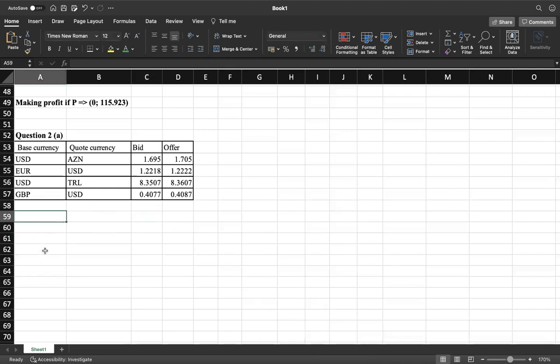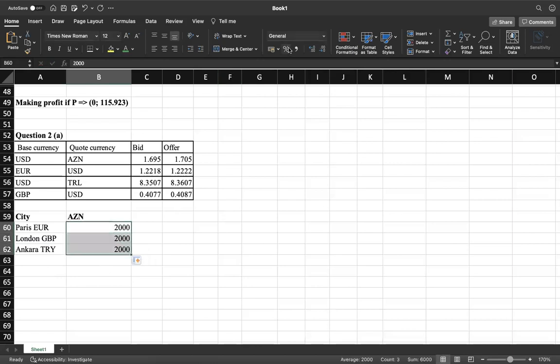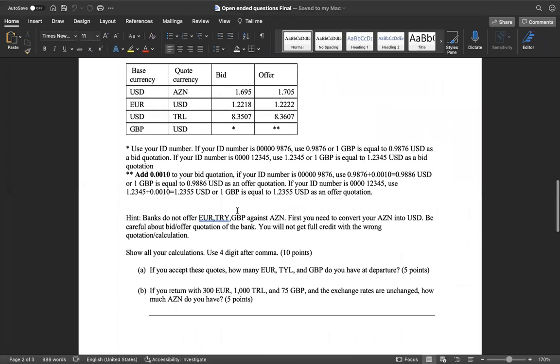So I am spending 2,000, 2,000, 2,000 ASEAN in 3 cities: Paris, which is nominated in Euro, London, which is nominated in GBP, and Ankara, Turkish Lira. I have ASEAN. I'm going to spend 2,000 ASEAN each. And then let's look at what the question is asking.